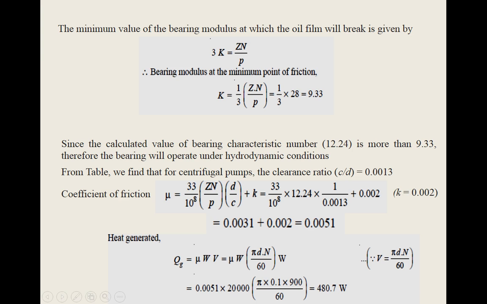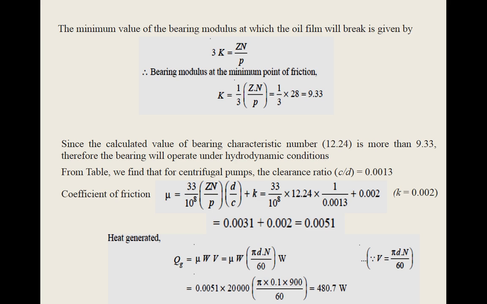Next step is to calculate the coefficient of friction. The formula is given: mu is equal to 33 upon 10 power 8 times Zn/P times D/C plus K. K is the clearance factor, and its value is taken as 0.002. So after calculation we find the coefficient of friction mu is equal to 0.0051. Now, with all these values, we have to calculate the heat generated and heat dissipated.